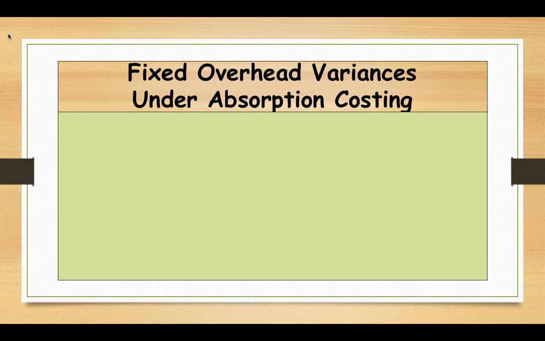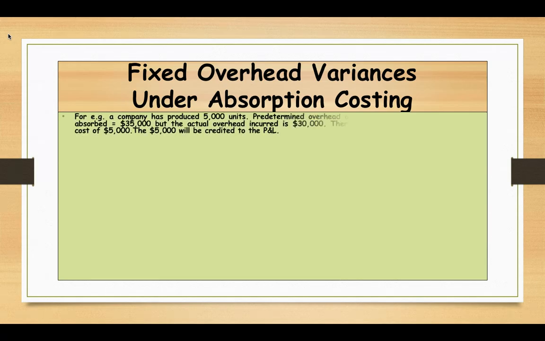Under absorbed fixed overhead means we have undercharged the fixed overhead cost to the profit and loss account. On the other hand, over absorbed fixed overhead means we have overcharged the fixed overhead to the profit and loss account. So we are going to see a simple example for under absorption and over absorption of fixed overheads.